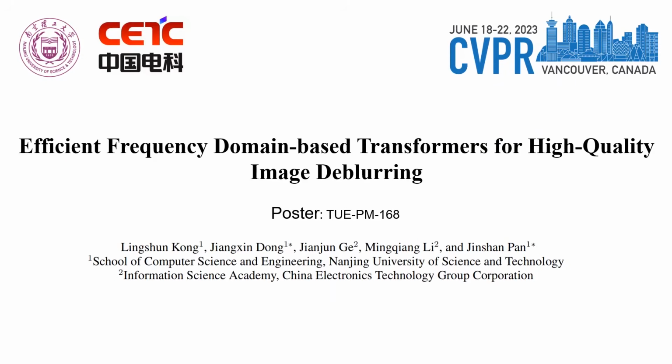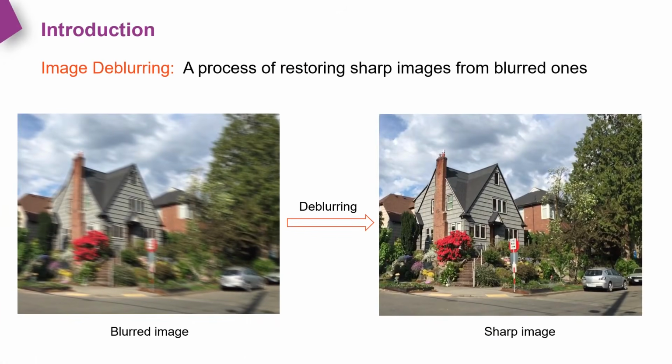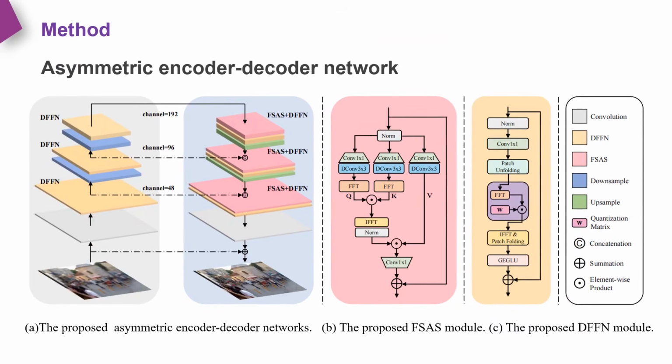This is to present our work about efficient frequency domain-based transformers for high-quality image deblurring. Image deblurring is a process of restoring sharp images from blurred ones. In this work, we present an effective and efficient method that explores the properties of transformers in the frequency domain for high-quality image deblurring. The main contributions are summarized as follows.